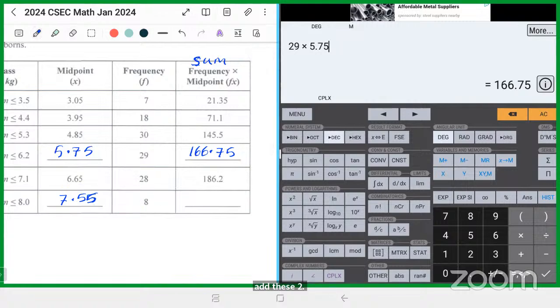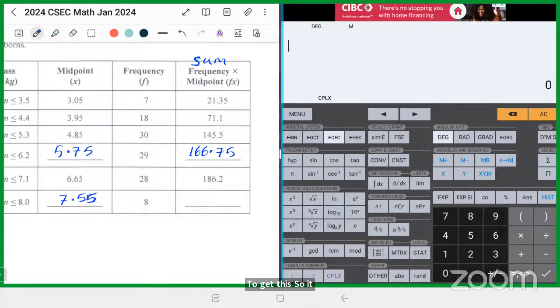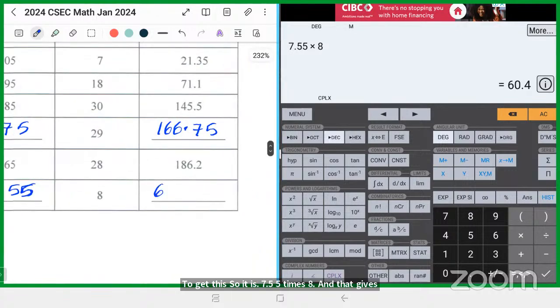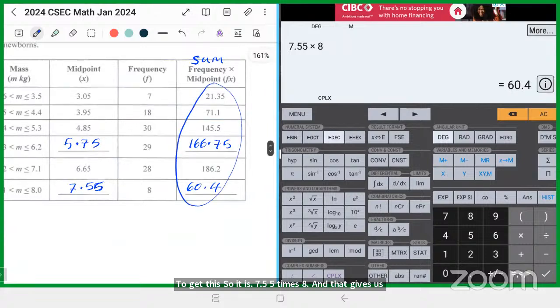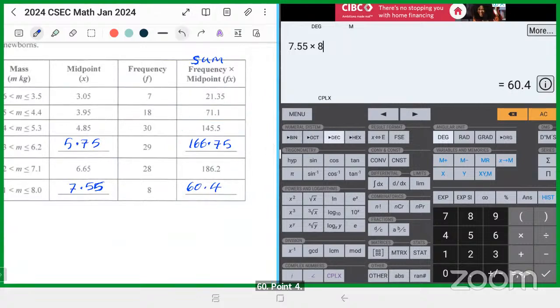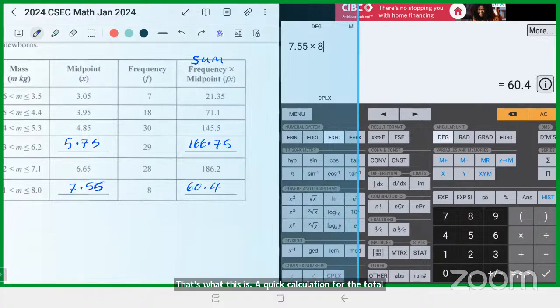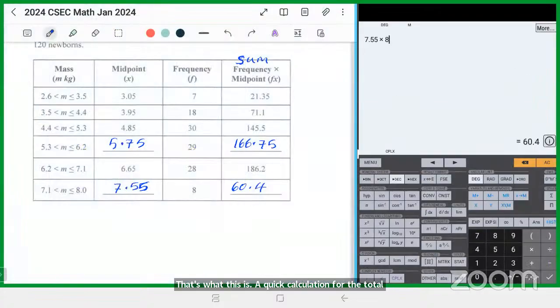So it is 7.55 times 8. And that gives us 60.4. So all of this now basically represents an estimate of the total mass of the 120 newborns. That's what this is, a quick calculation for the total mass of the 120 newborns. That's what the sum of fx is.